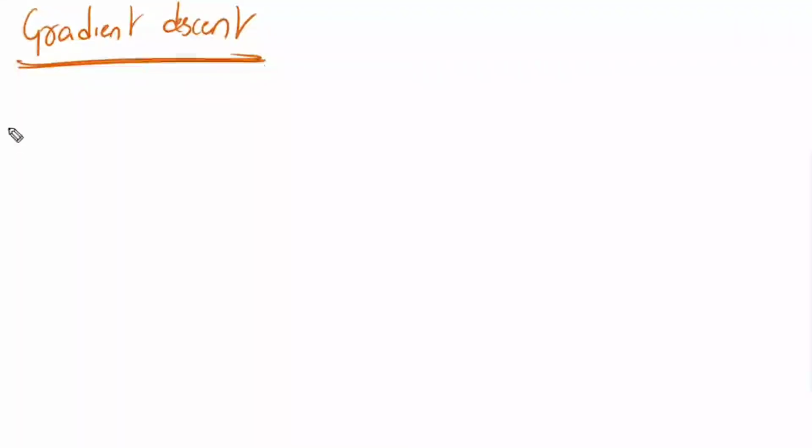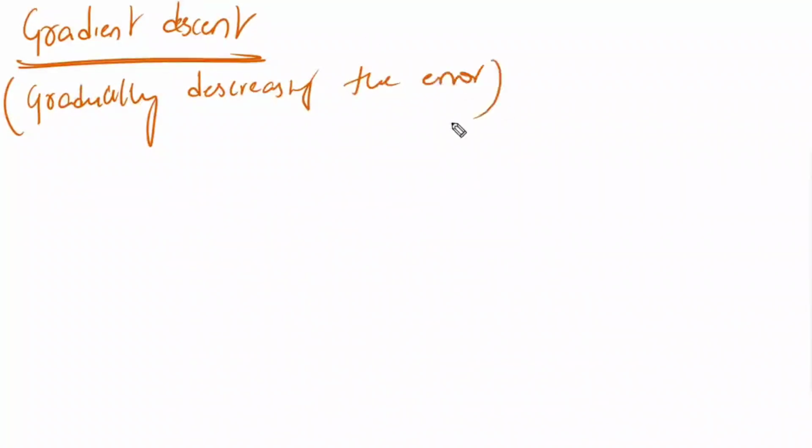Gradually decreasing the error. Gradient descent means gradually decreasing the error. One by one, slowly decreasing the error. Is that clear? Done? Now, let us explain with a simple example.